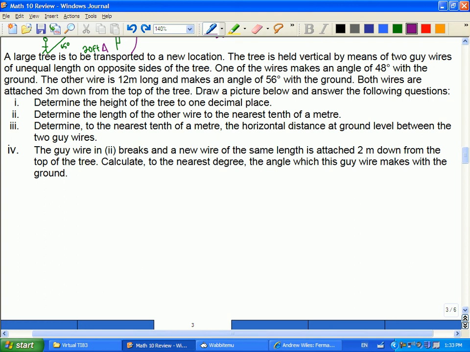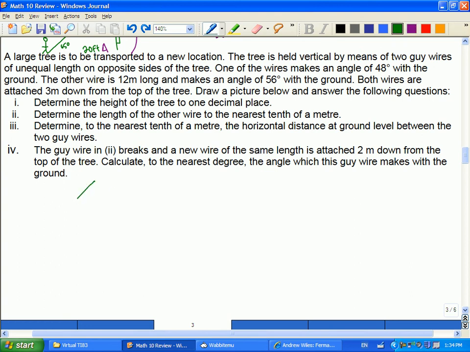You don't need to write, I'm going to read it out to you. The first thing I want you to do is draw a picture. So draw the picture with me so the information is in the problem there. It says, a tree is to be transported to a new location. The tree is held vertical by 2 guy wires of unequal length on opposite sides. I would want a picture here so that I could put that into my page and not have to read it again.